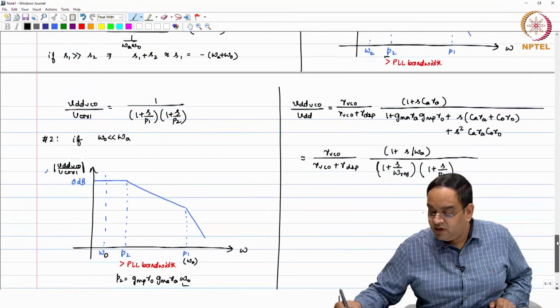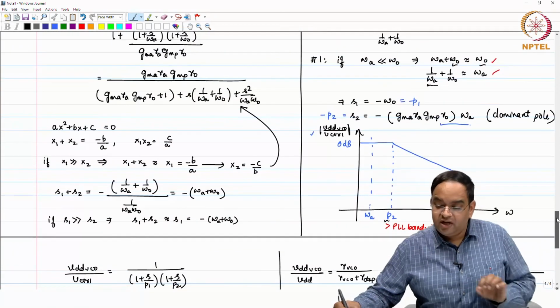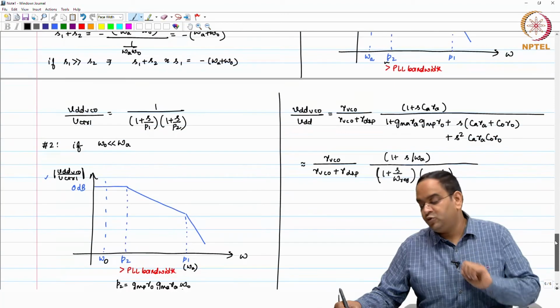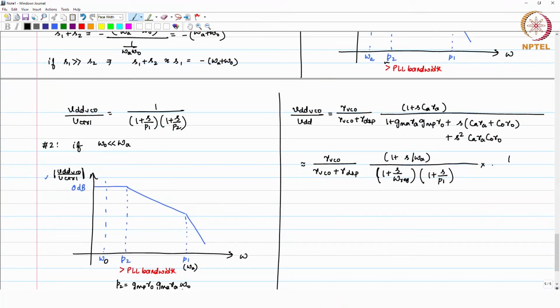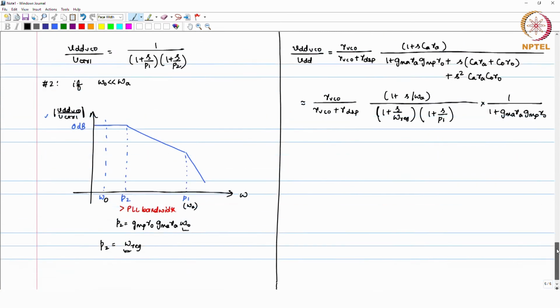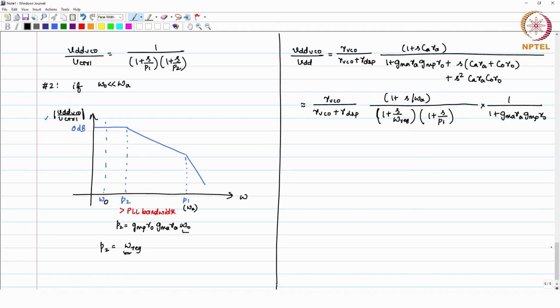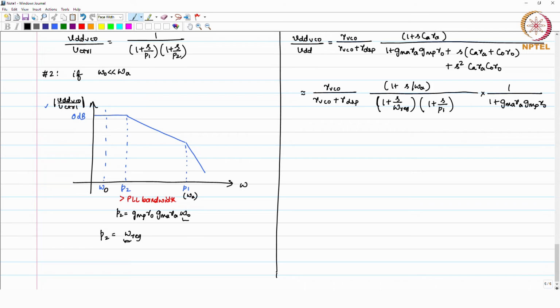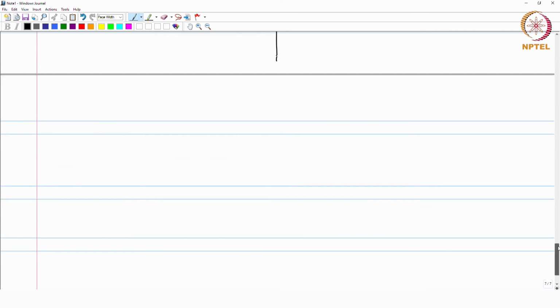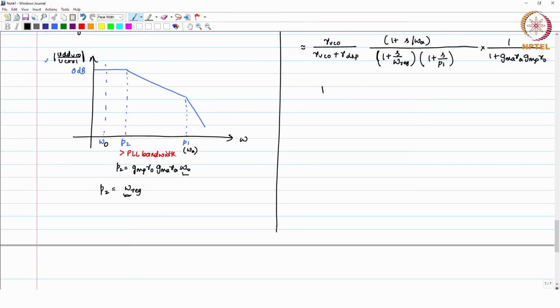Now, this P1 can be omega A or omega O depending on which of these poles is dominating, and then you take the DC gain outside, and you are going to have effectively 1 plus GMA RA times GMP RO. Okay. So, as we look at the transfer function, there are two cases which you will have. So, let us look at both the cases.